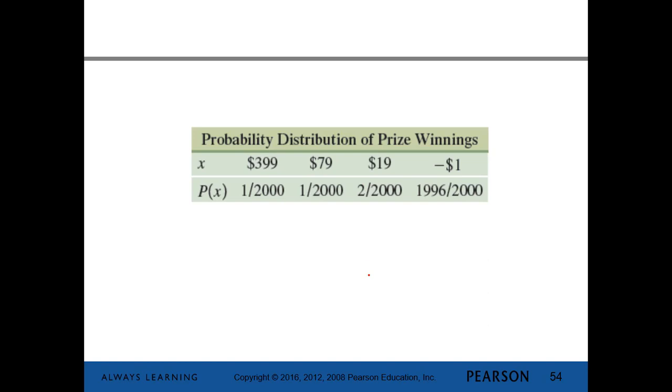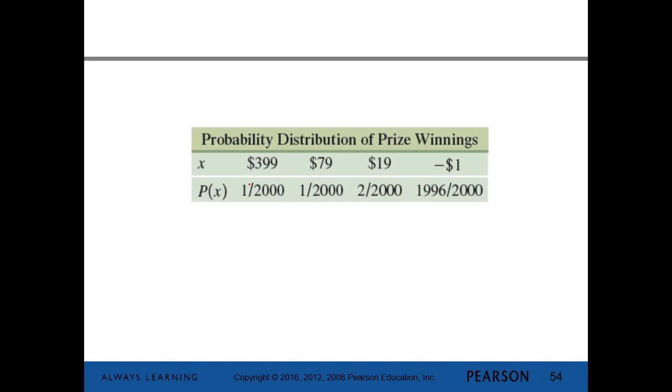So the probability distribution for X is the net gain. If you win the first one, the $400 TV set, then your net payback is $399 because you paid $1 for the ticket. Likewise, the 80 is going to be reduced to 79, and the $20 ones are going to be reduced by $1. And if you don't win any of those, then you lost $1, so you're negative $1 net.